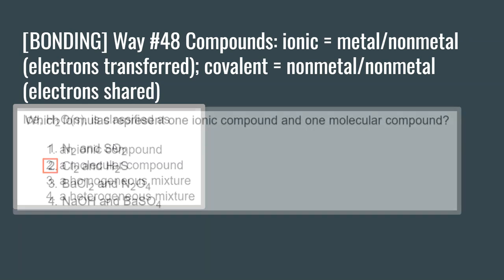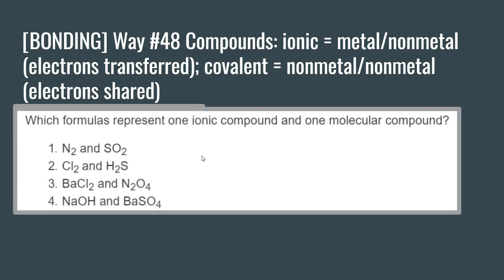Let's try another problem. Which formulas represent one ionic compound and one molecular compound? If you said 3, you got it correct. Note that Ba is a metal and chlorine is a nonmetal, so this is the ionic compound. Nitrogen and oxygen are both nonmetals. They're to the right of the staircase, and therefore are a molecular compound or a covalent compound.